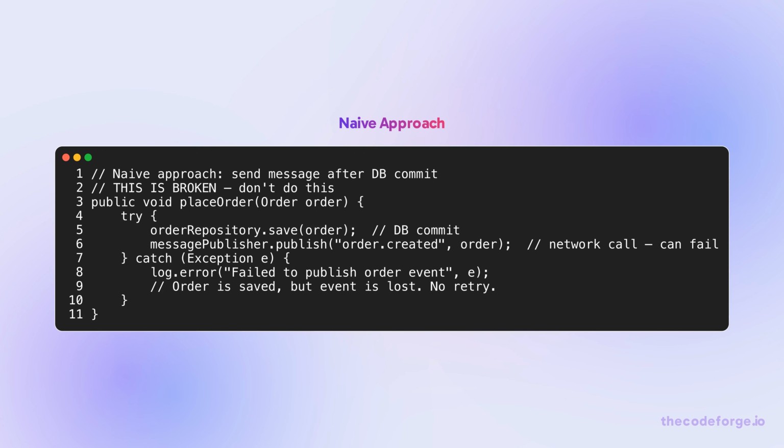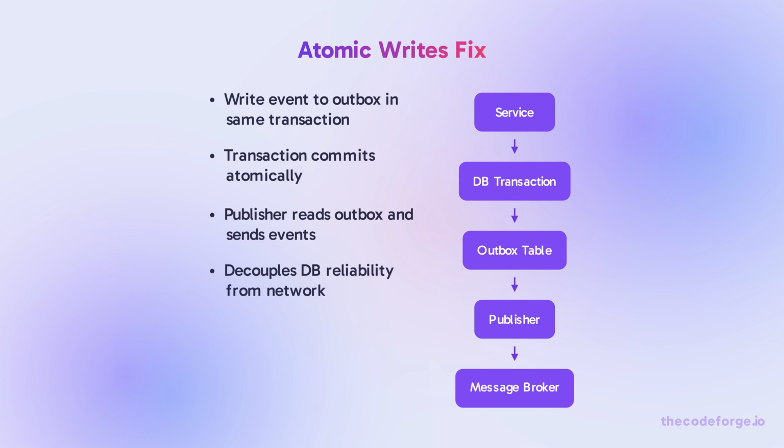This code saves the order to the database, then tries to publish a message. If the publish fails, the exception is caught and logged, but the event is lost forever. The order is saved, but no one knows about it. The fix is brutally simple.